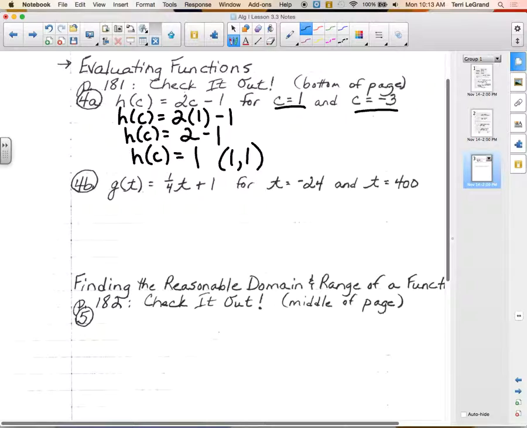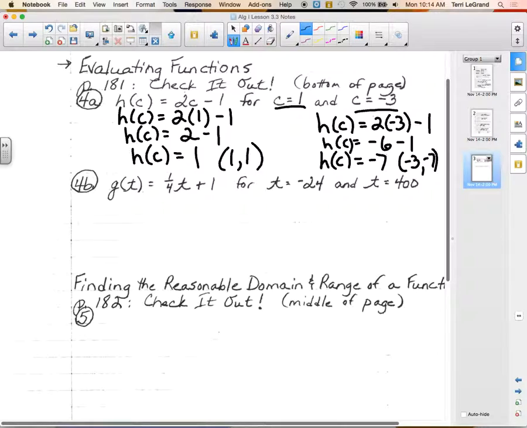Okay, now let's do it with -3. 2 times -3, and then take away the 1. So we have h of c equals, what's 2 times -3? -6. So we have -6 take away 1. So our dependent value, our output this time, is what? -7. So what's our ordered pair this time? -3, -7.